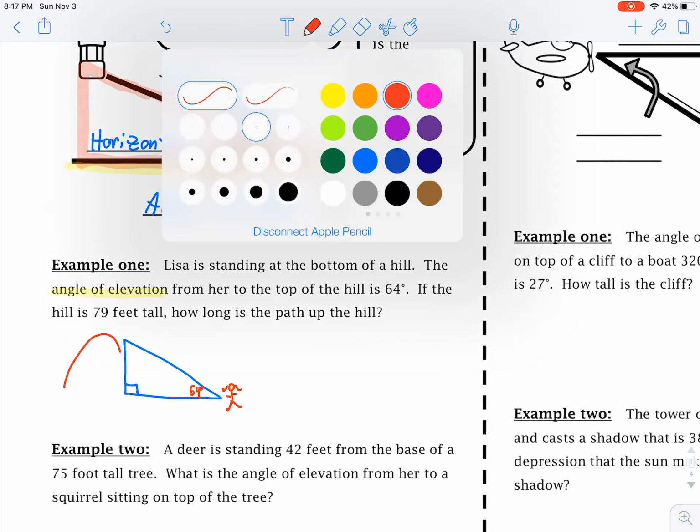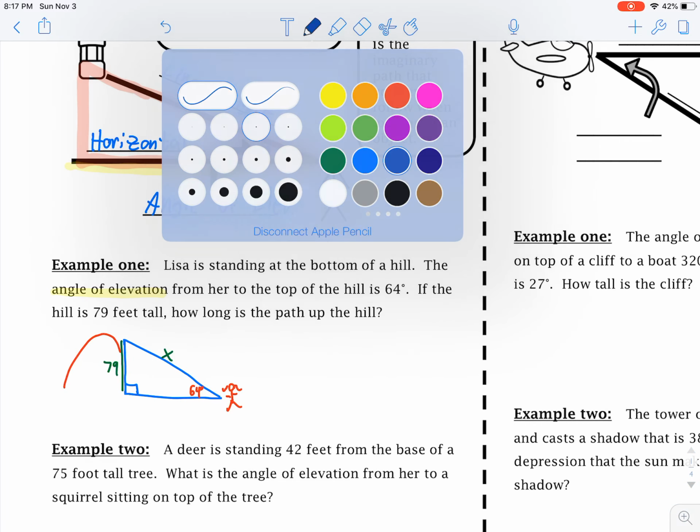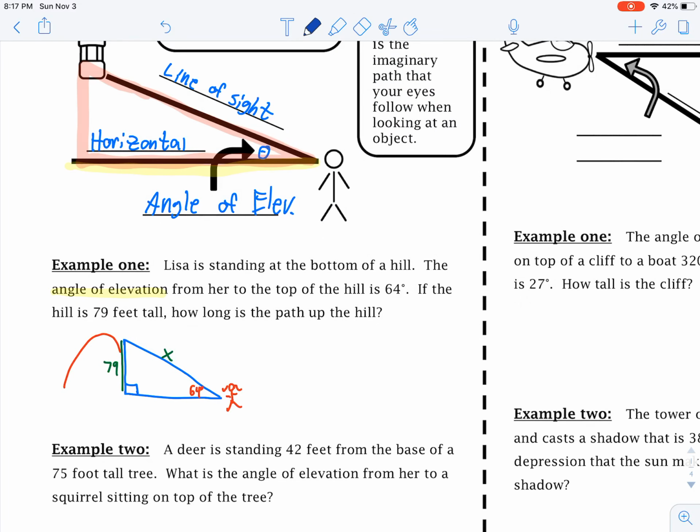Okay, all right, and then they said if the hill is 79 feet tall, so what part of the triangle tells us how tall it is? Okay, do we measure how tall something is laying down on its side, diagonally, or straight up and down? Hopefully you said straight up and down, which is right here. Okay, and we're going to label that 79. Okay, and they want to know how long is the path she's going to go up the hill. So the path that we're going to take is this part right here. We're going to label that X. Okay? All right, so now let's go ahead, let's circle our angle.